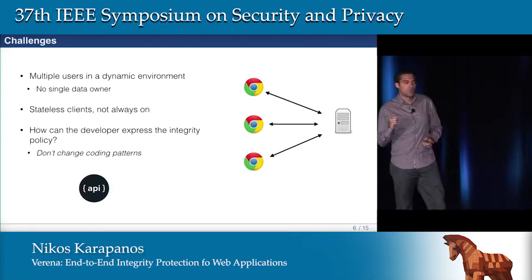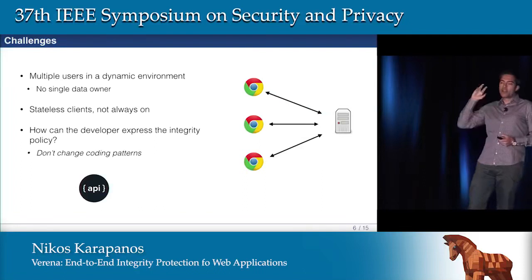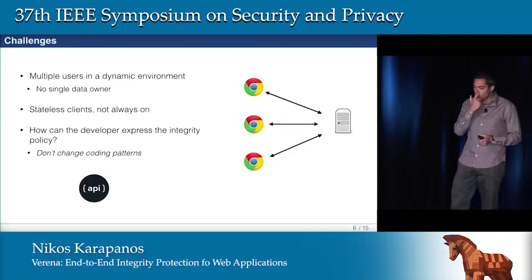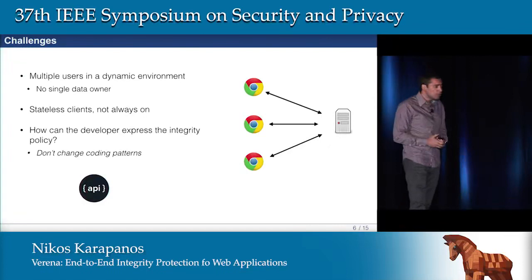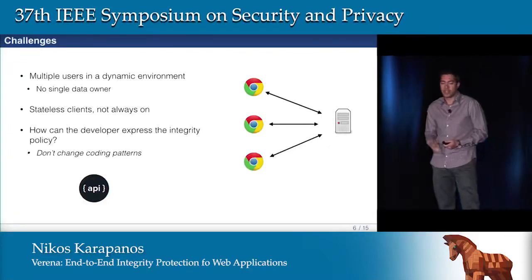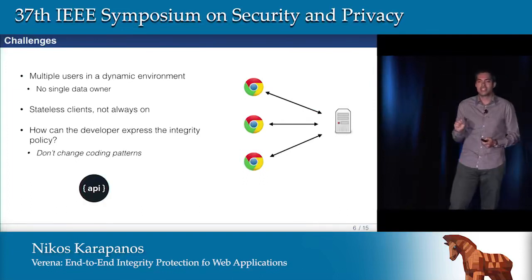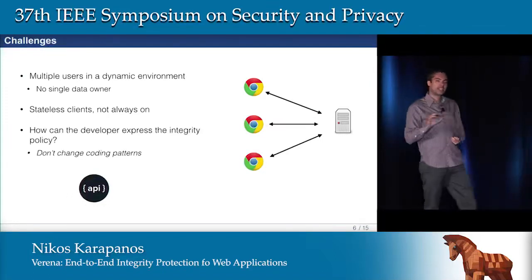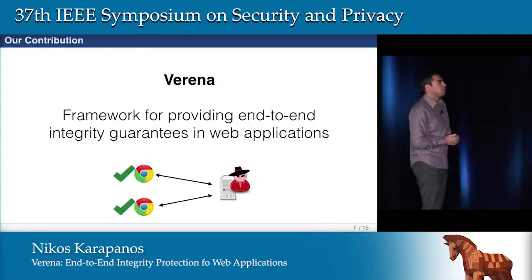And on top of that, we need to make sure that the developer of the web application will have some means of encoding the integrity policy of the application within the application logic. So we want to create an API that is generic enough and expressive enough to allow any developer to encode the integrity policy within the web application, without significantly changing his coding patterns. For example, we wouldn't want the developer to change the way he writes the queries to the database. And this is exactly what we try to do with Verena.